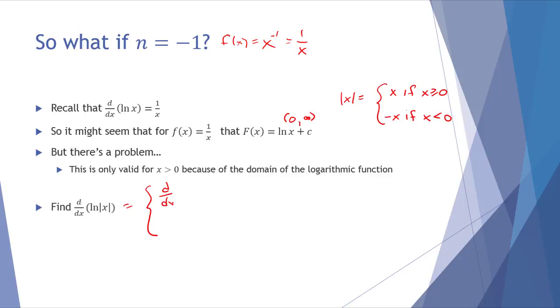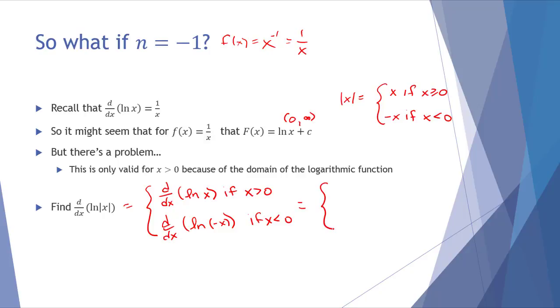It would be equal to the derivative of the natural log of just x, if x is greater than 0. I'm using the piecewise definition without the equal to. And it would be the derivative of the natural log of the opposite of x if x were less than 0. Again, using that piecewise definition.